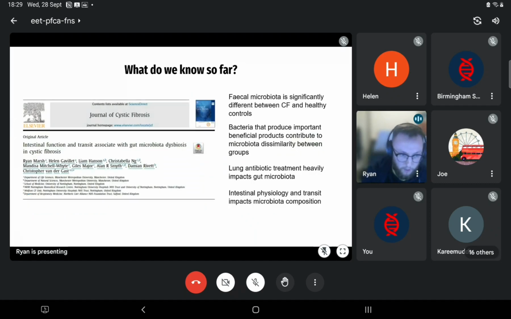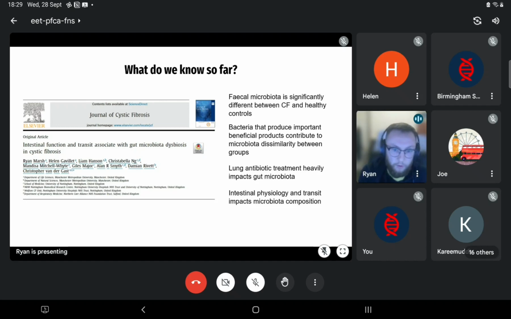We have got a paper out so far, and that is essentially where we looked at healthy control patients compared to cystic fibrosis patients, and we showed that the microbiota is significantly different between the CF and the healthies. We also showed that those important bacteria that produce those beneficial products earlier are massively downregulated in the CF population. We then showed that the lung antibiotics that the patients are given really drive the differences seen. It actually had a bigger effect than the disease itself, which was pretty crazy when we found that. It was like, okay, the antibiotics really do mess things up.